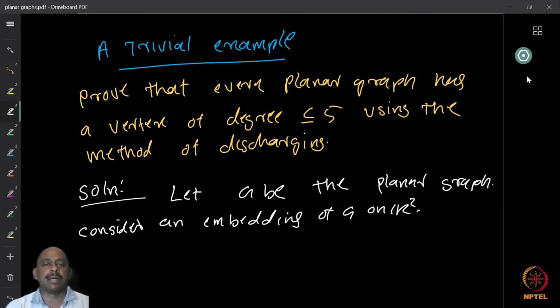Every planar graph has a vertex of degree less than or equal to 5. And we want to prove it using the discharging method. So how do you do this? We start with the graph, which is a planar graph, and consider some embedding of this graph on the plane. Because it is planar, I have a plane embedding. So let us look at this plane embedding of the graph.